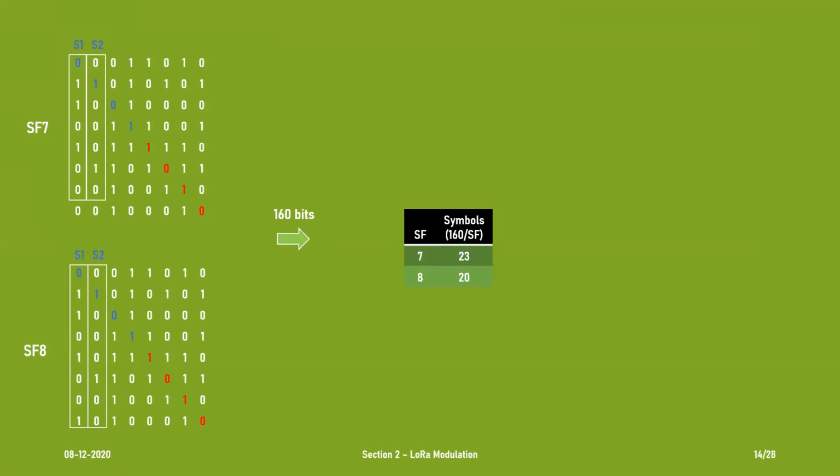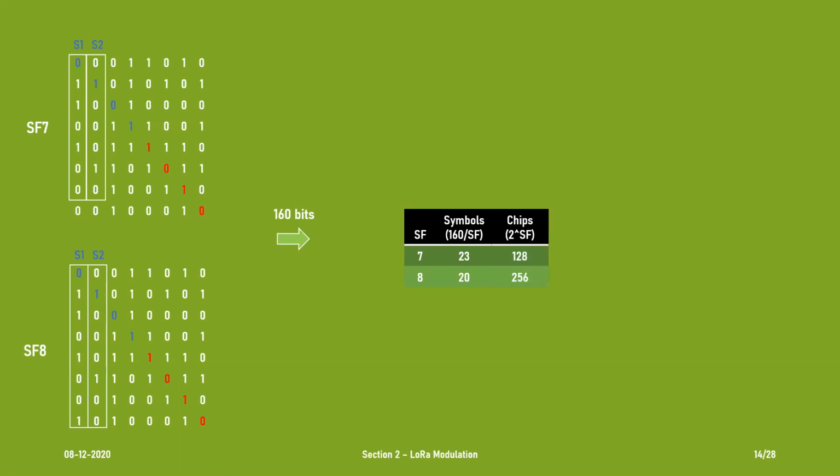I'm just dividing 160 by 7 and 160 by 8. So the total number of symbols that are going to be made out of this interleaver matrix is actually different in both the spreading factor 7 and spreading factor 8. I'm taking 7 bits at a time. The total number of symbols are going to be 23. I'm taking 8 bits at a time. That means the total number of symbols that I'm going to form out of 160 bits is going to be 20.